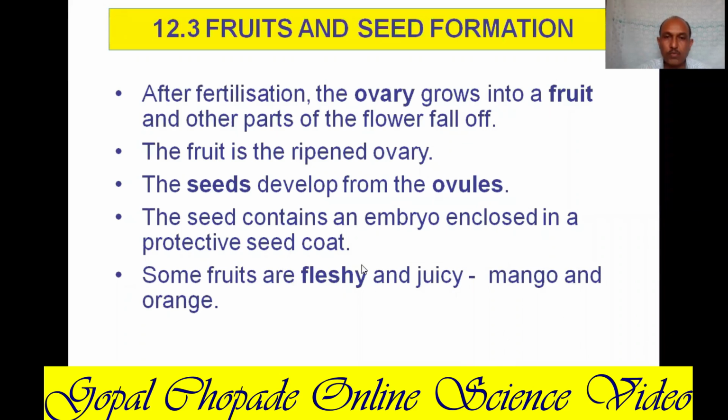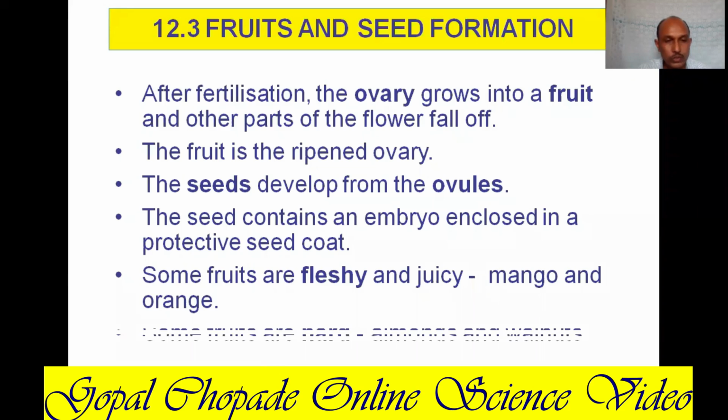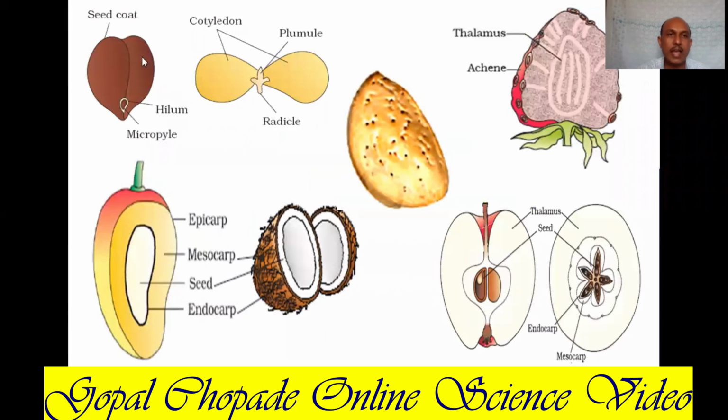So some fruits are fleshy and juicy. This is the season of mango. So mango or oranges are very fleshy and contain juice. But some fruits are very hard, like almond or walnut. You have seen most of these fruits. This is a gram seed, this is a mango fruit, this is the coconut, apple, strawberry, and here is an almond. So here fruits are there and inside the fruit seeds are there. They may be fleshy or they may be hard. Just recollect from your house what kind of fruits you are eating.